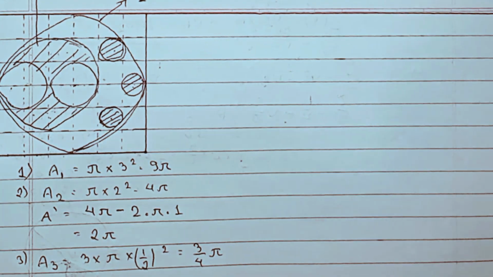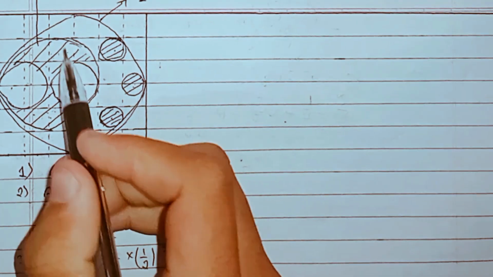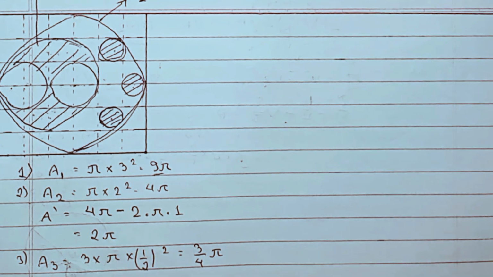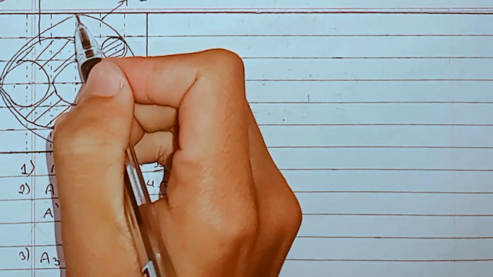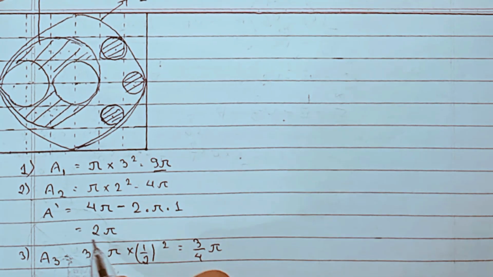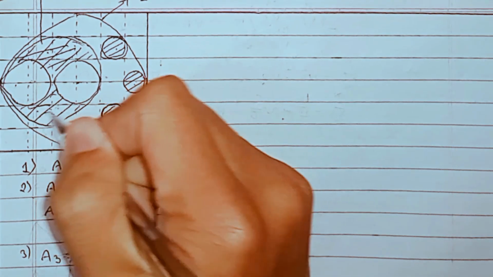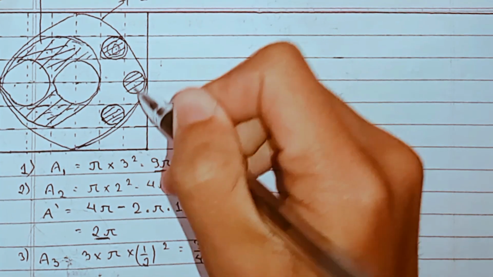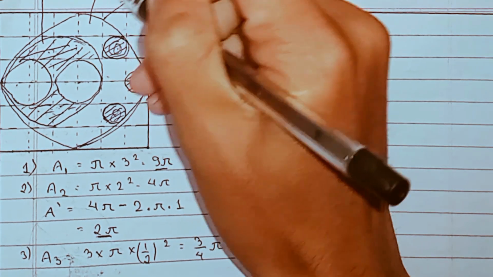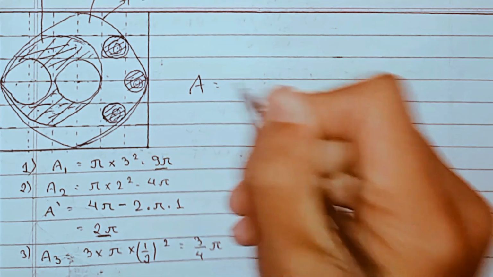Okay, so we found the greater circle area, which is 9 pi, and the shaded part, which is 2 pi. Now what we can do is subtract all these areas from the larger area, which is 9 pi. So if we subtract 2 pi, the area of the shaded region, we can cancel this out. Similarly, by subtracting these three circles, we can also shade this portion out, and we will finally get the remaining white portion.